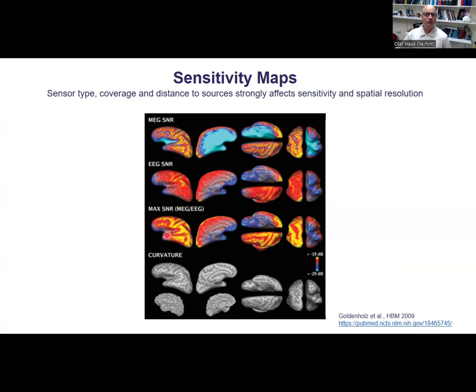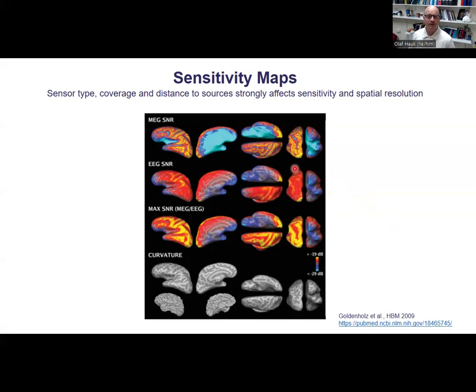Importantly, if you then combine the two and you take the maximum signal to noise ratio, obviously not surprisingly, then you get a nicer distribution here, a bit smoother. You cover more of the cortical surface. Depth sensitivity is better than for MEG alone. So yeah, if you combine the two, you get the best of both worlds in this representation anyway.